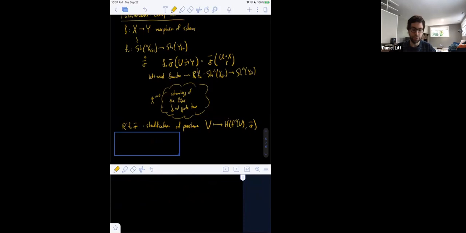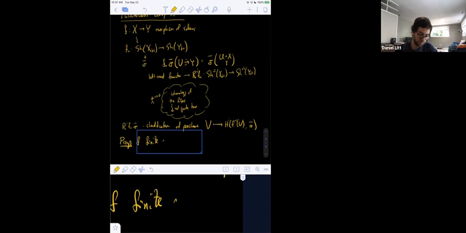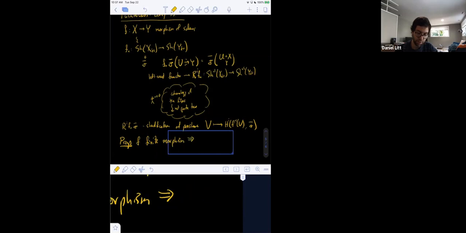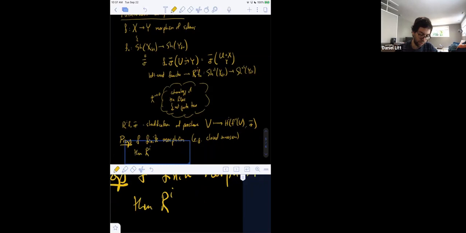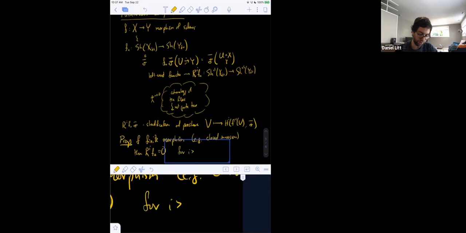So far we have computed literally zero examples except for the case where Y is a point. So let's talk about it a little bit. Proposition: I claim that if f is a finite morphism, so for example, a closed immersion, then R^i f_* is just the zero functor for i bigger than zero.